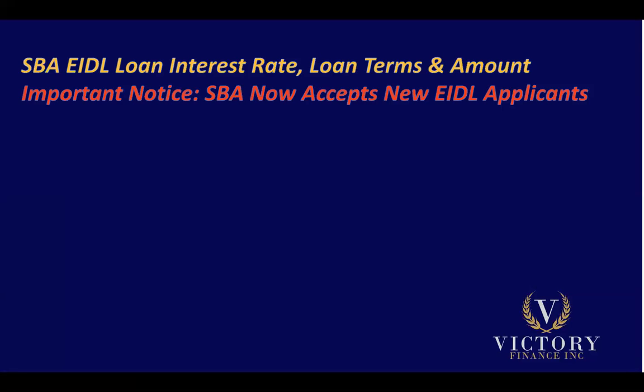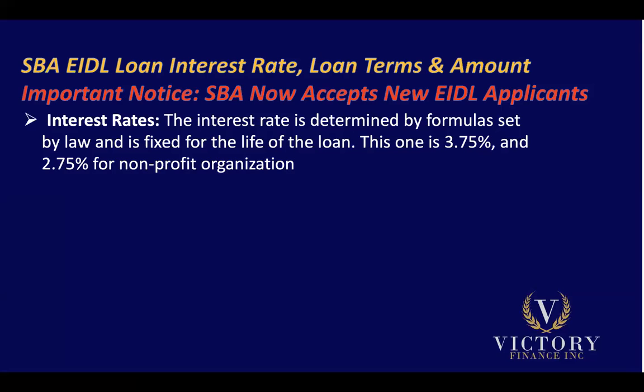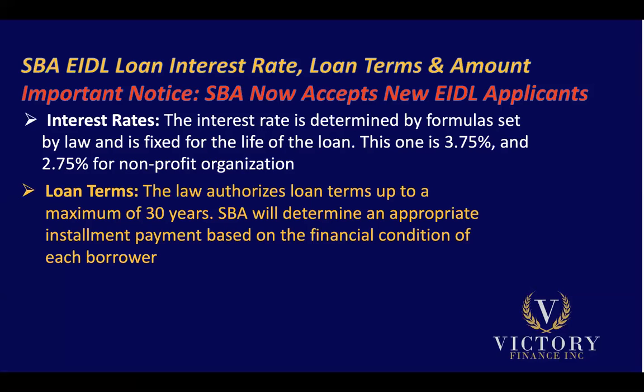And we know that now the SBA is accepting the new EIDL applications. The rate is still 3.75%, but one thing: PPP is not for nonprofit organizations. You're not going to be eligible even if you have W-2 employees, but the EIDL loan is. The EIDL loan is not forgiven. The EIDL advance is forgiven. So just remember that part.